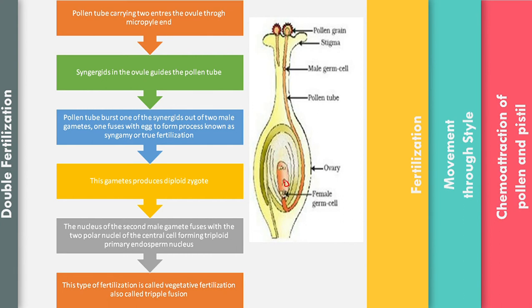Triple fusion क्यों कहा? क्योंकि दो न्यूक्लियस ऑलरेडी हैं सेंटर में और उसके बाद एक मेल गैमेट आके फ्यूज कर जाएगा. तो there are three nuclei there. So that type of fertilization is known as vegetative fertilization or the triple fusion. That will form the endosperm. So ठीक है, that will form the primary endosperm. प्राइमरी एंडोस्पर्म क्या होता है, क्या फंक्शन है, we will discuss in the next video.